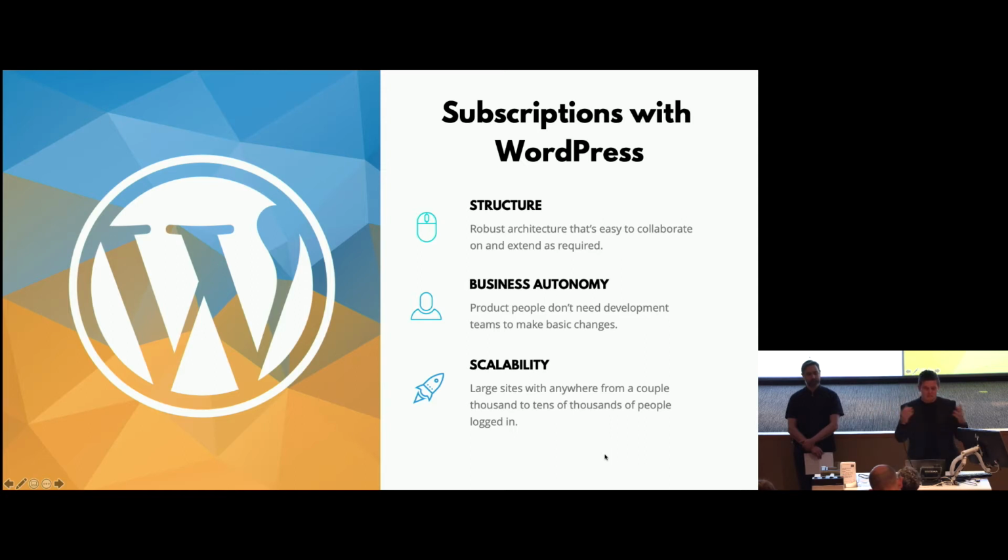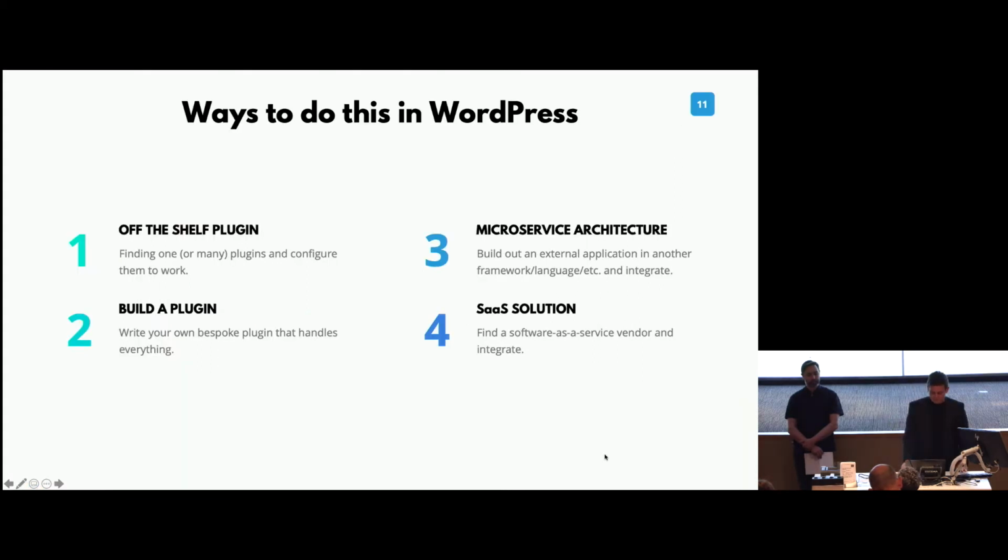We want the business to be able to do things. We want to have lots of customers and all that sort of stuff. So there's 4 ways to do a subscription, broadly speaking, in WordPress. An off-the-shelf plugin, or more likely than not, a series of plugins to put that together.